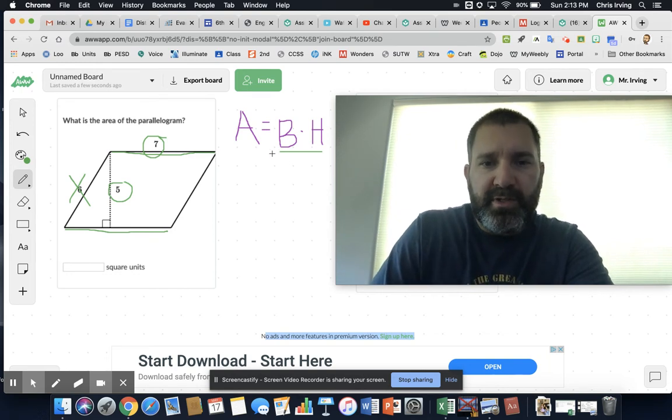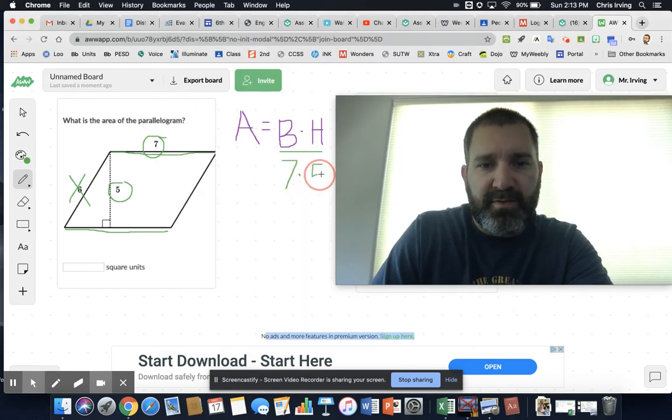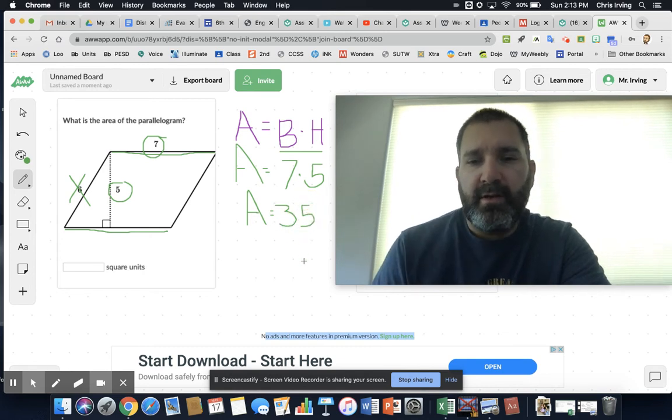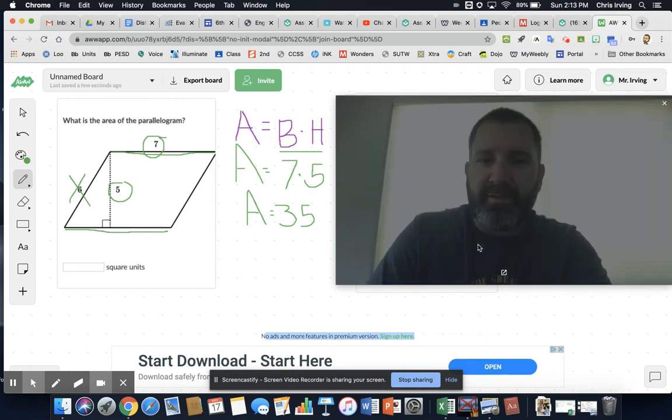So all I would do is substitute base, which is 7, times height, which is 5. Of course, that's going to give me the area of this parallelogram. And 7 times 5, as you all should know by now, is 35. So the area of this parallelogram is 35 square units. This is how you approach a problem when you're being asked to find area.